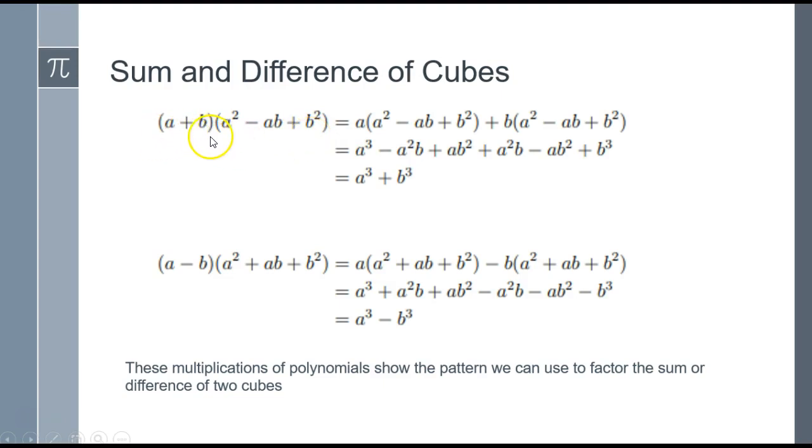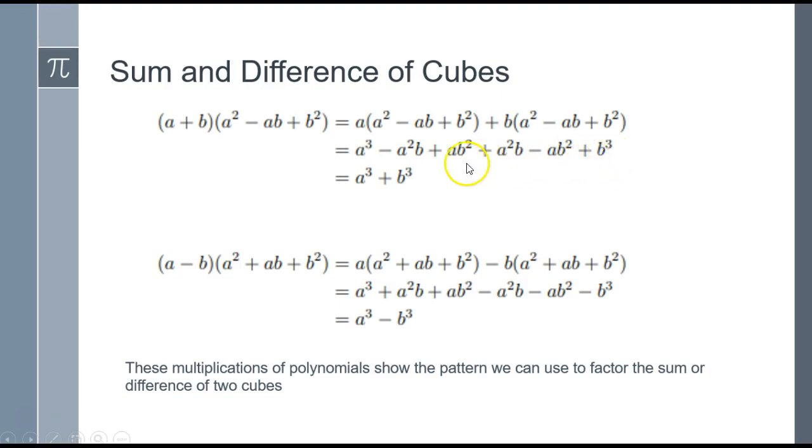If we have a plus b times a squared minus ab plus b squared, if we multiply that out, we're going to distribute the a through the trinomial first. So a times the trinomial plus b times the trinomial. Then as we distribute, we get a cubed minus a squared b plus ab squared plus, now from distributing the b, a squared b, we usually write them in alphabetical order, that's why I did that, minus ab squared plus b cubed.